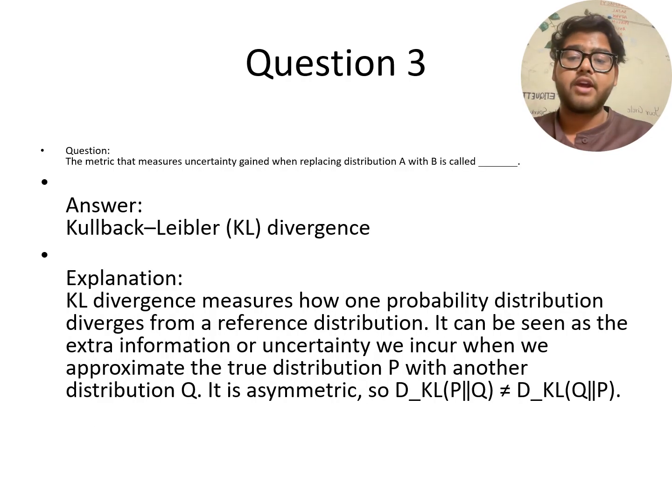The third question we have is: the metric that measures uncertainty gained when replacing distribution A with B is called. So the answer is Kullback-Leibler divergence. KL divergence measures how one probability distribution diverges from a reference distribution.